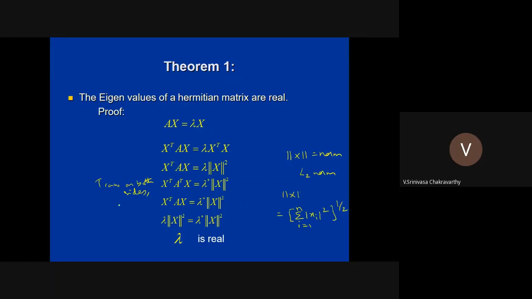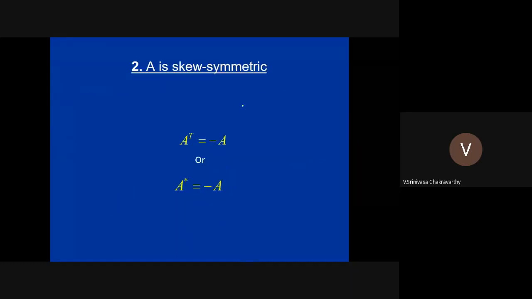Now we know that since A transpose is equal to A, we get x transpose Ax is equal to this. Okay, so the left side is the same here. So this and this are the same. Therefore, lambda norm x square is equal to lambda star norm x square. So therefore, lambda is real. So lambda is equal to lambda star. So all the eigenvalues of a Hermitian matrix are real.